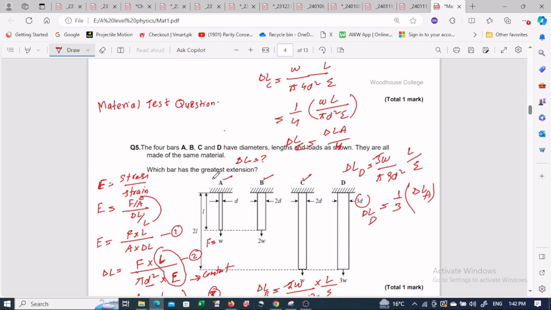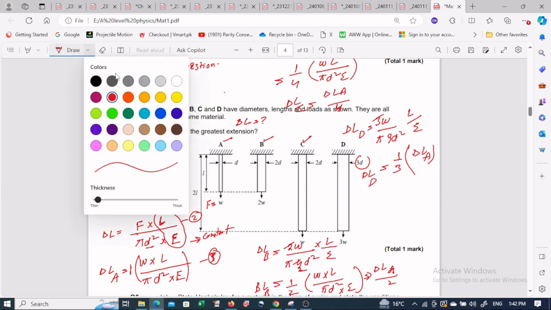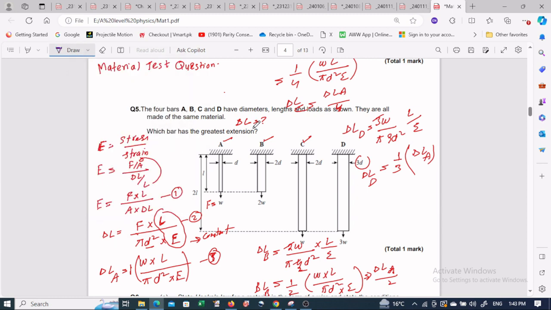So the correct answer is option A. Which bar has the greatest extension? Bar A has the greatest extension. So our correct answer is option A. Bar A has the greatest extension. Thank you.